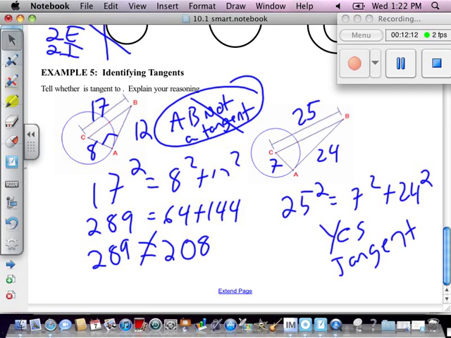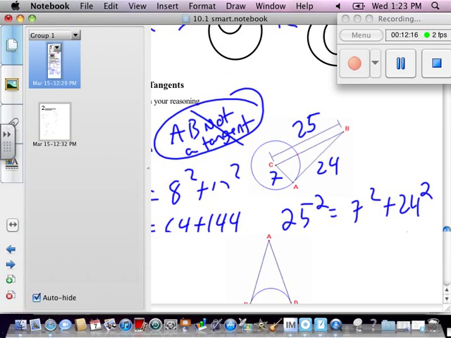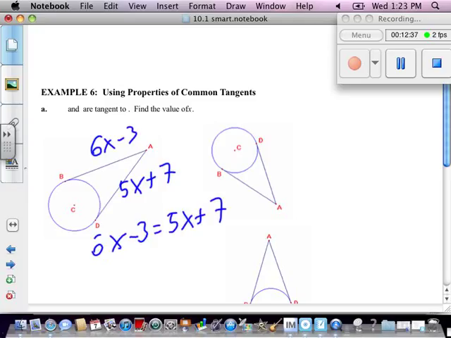Last ones, guys. We're almost done. We're not going to do all of these. They're going to equal each other. So, if two tangents meet at an exterior point, we know that they're equal. So, all you're doing is going 6x minus 3 equals 5x plus 7. I'm going to subtract 5x. I get x minus 3 equals 7.